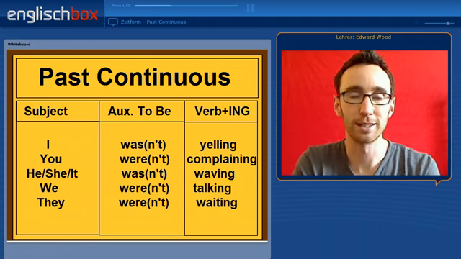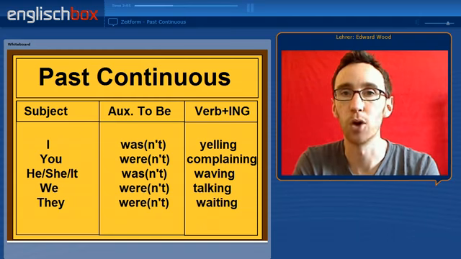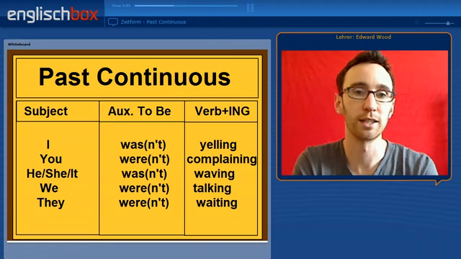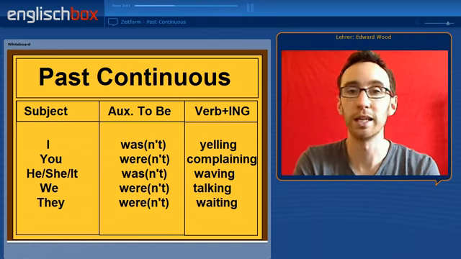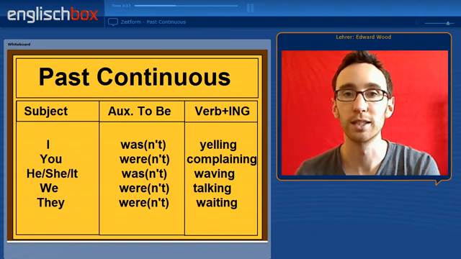To make these sentences negative, all you have to do is to add not to the auxiliary verb to be. I wasn't yelling, you weren't complaining, he wasn't waving, we weren't talking, or they weren't waiting.